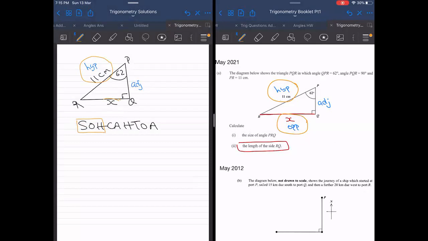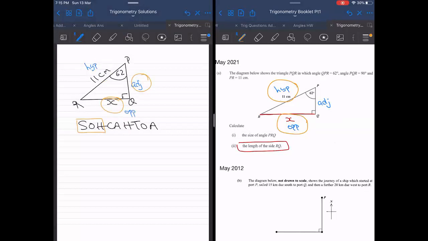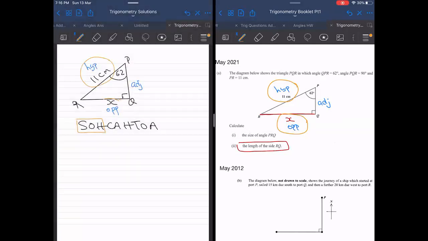It doesn't make sense to use the adjacent because we don't know it. So if I can only use two sides, think about it this way. If I use the adjacent and the opposite, that leaves me with two things that I don't know, because I don't know the adjacent and I don't know the opposite. That's not going to help me. So instead, the fact that they've given me the 11, I'm going to use the hypotenuse and the opposite, which is sine.